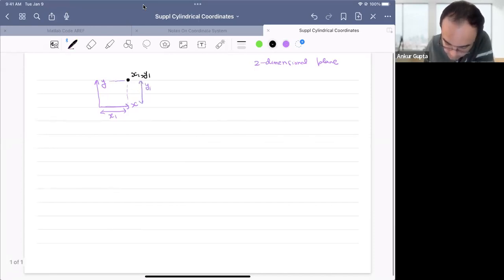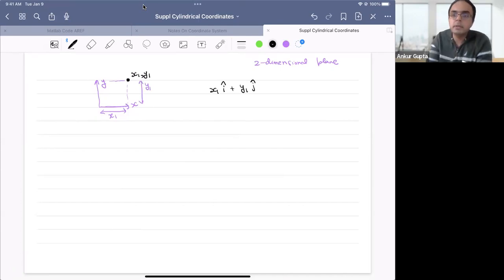And if I want to denote that point, I will say it is x1 i hat plus y1 j hat. This is how I describe the vector from the origin to this point: x1 i hat plus y1 j hat. First we went a distance x1 in this direction, and then y1 j hat in the y direction. Let's call this vector the A vector. That's the vector going from the origin to that point.